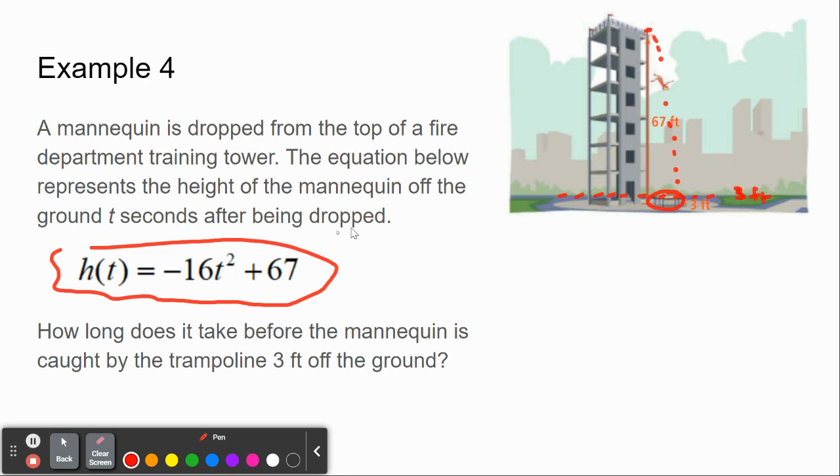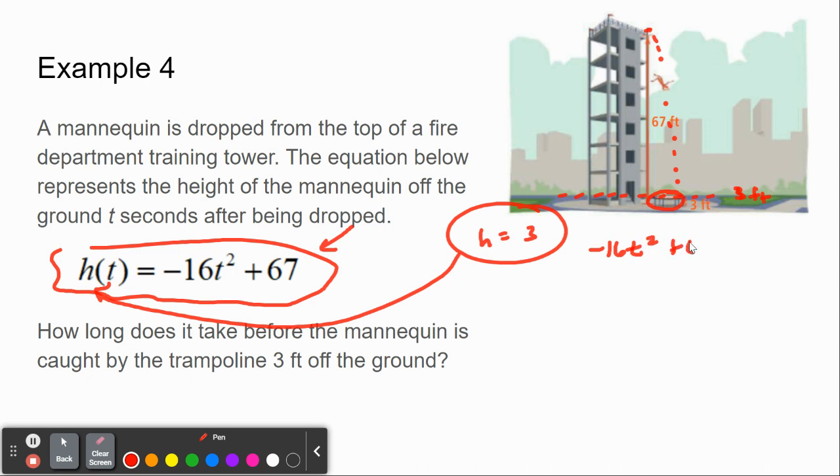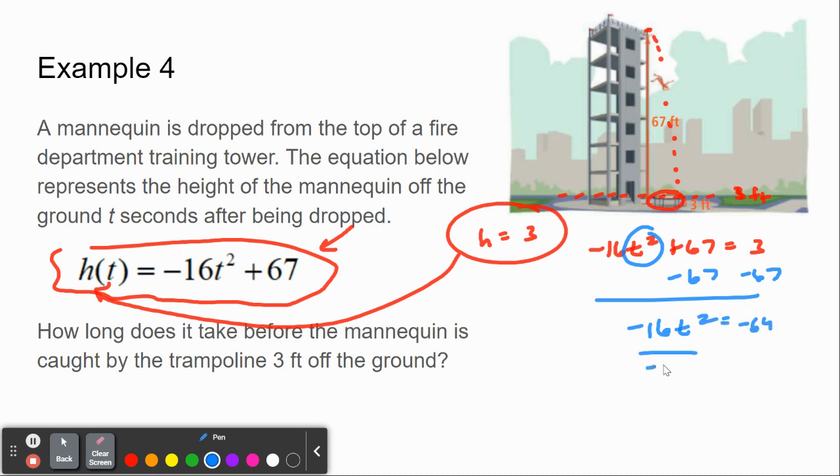So the initial height is 67, but the height we're trying to get to is 3. This is going to go in place of the h of t right there. Your height is 3. So my equation is going to say negative 16t squared plus 67 equals 3. I want to get the t squared all by itself, so I'm going to subtract 67 on both sides to get negative 16t squared equals negative 64. Then I will divide both sides by negative 16, and that'll give me t squared equals 4.